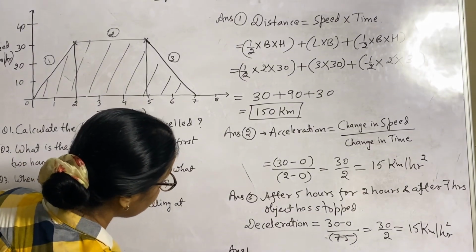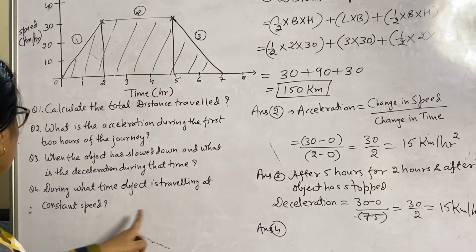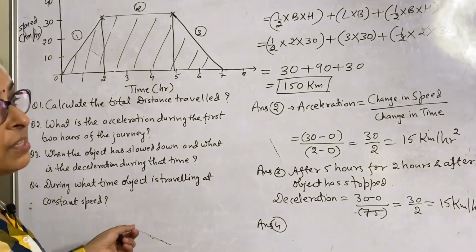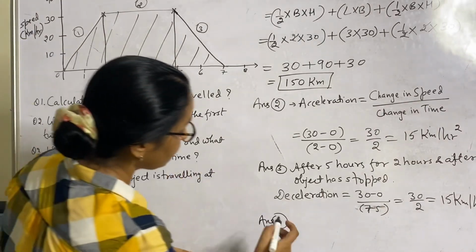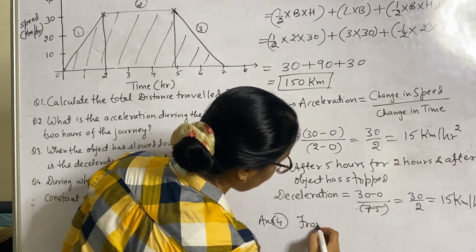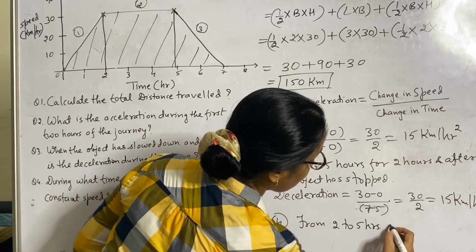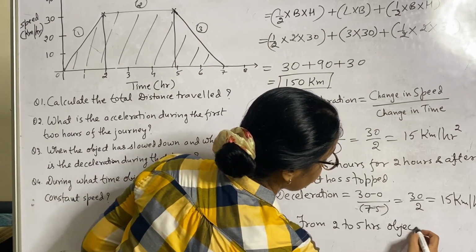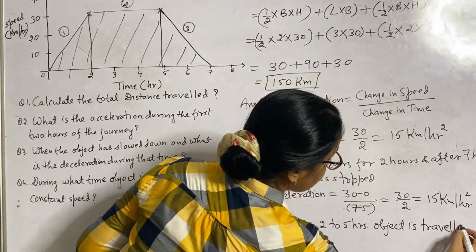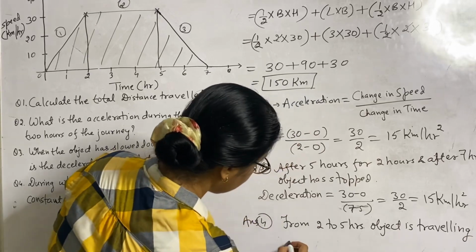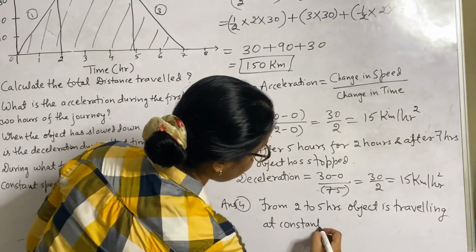Now, the last question is, they are asking you, during what time is the object traveling at constant speed? From 2 to 5 hours. We will say from 2 to 5 hours the object is traveling at constant speed.